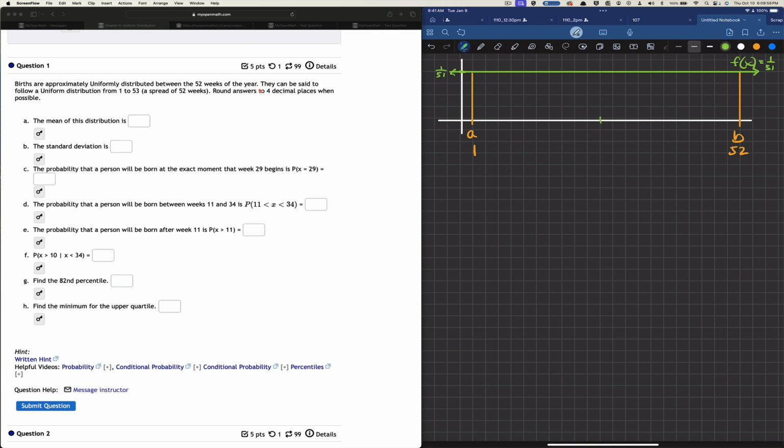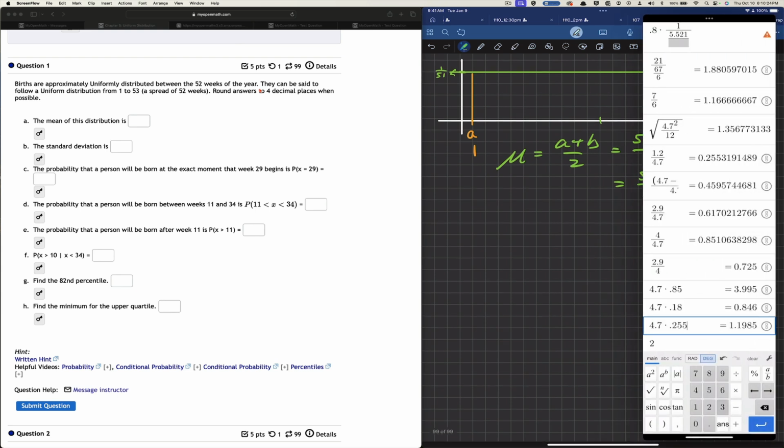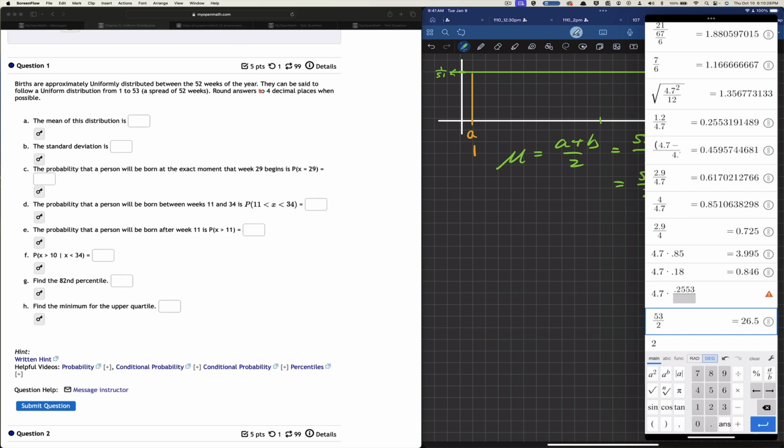That would be the mean for a rectangle, but that's not necessarily easily understood. So there is a formula if you prefer. The mean of a uniform distribution is A plus B divided by 2. And so that's 52 plus 51 divided by 2, which is 53 divided by 2, which is 26 and a half. Or I so believe. Let me do that math. 53 divided by 2, 26 and a half.